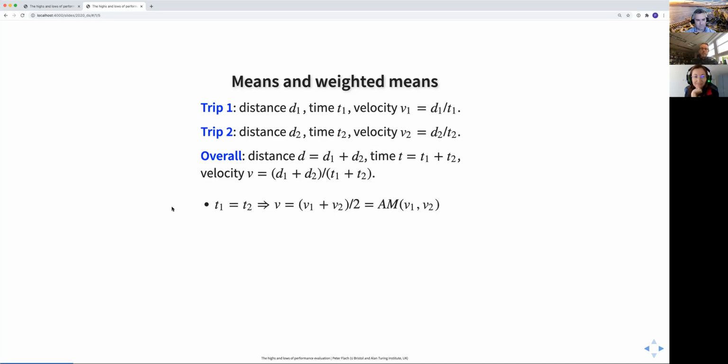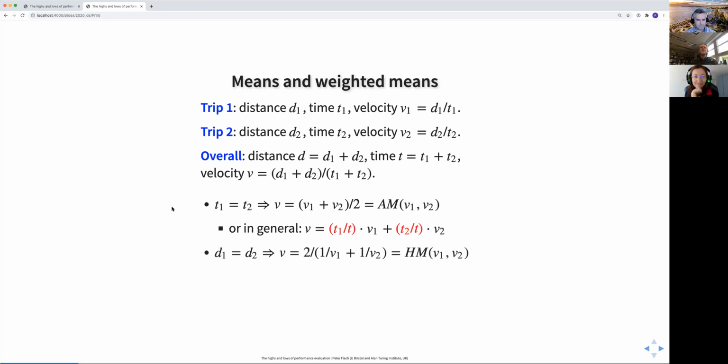Okay, if I don't have T1 equals T2, then I would use a weighted arithmetic mean, right? So the weights are in red there, so it's the proportion of total time that T1 takes, and same for T2. So those two red things evaluate to 1/2 if I have equal time, which is why I can use the unweighted arithmetic mean.